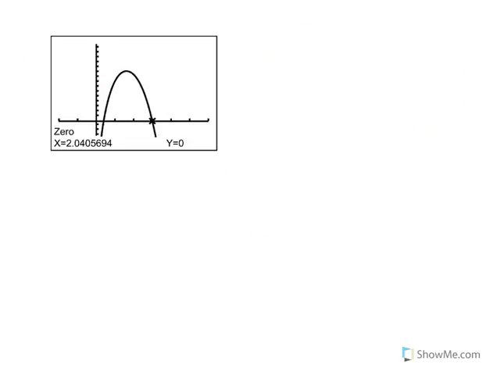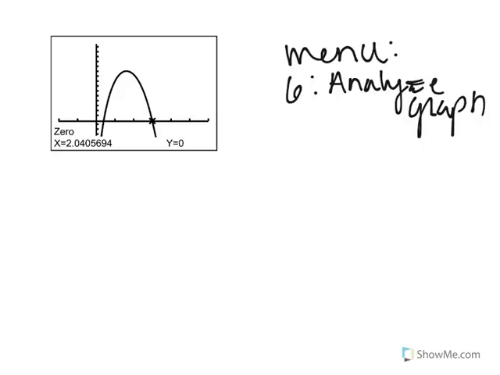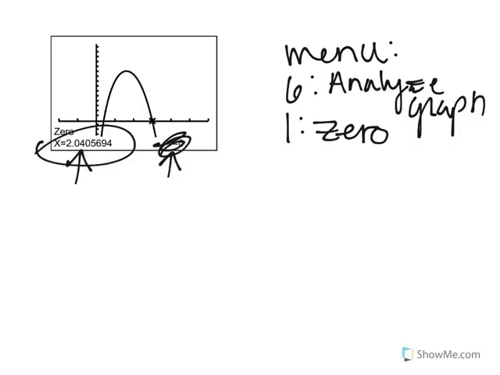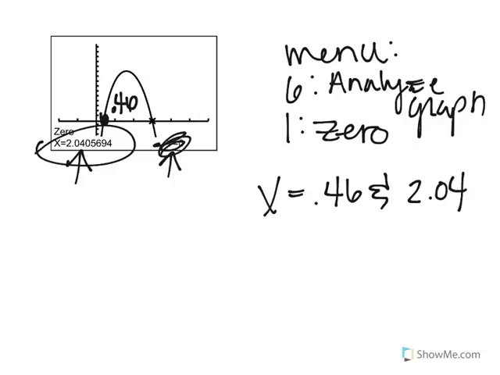And when you use Menu, number 6, Analyze Graph, and number 1, Zeros, you should get the same x values that I did. Okay? Well, that's a y value, sorry. You should get x is 2.04, and this ends up being about 0.46. And the two x values you get are x is equal to 0.46 and 2.04. And we're looking for where it's below the x-axis.